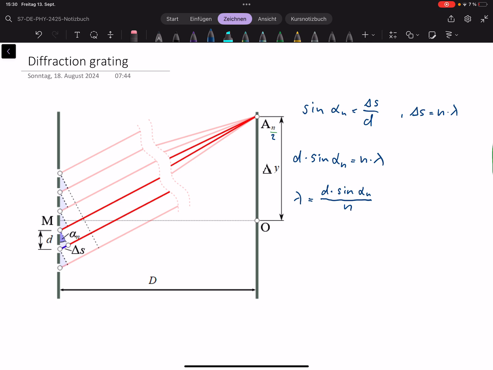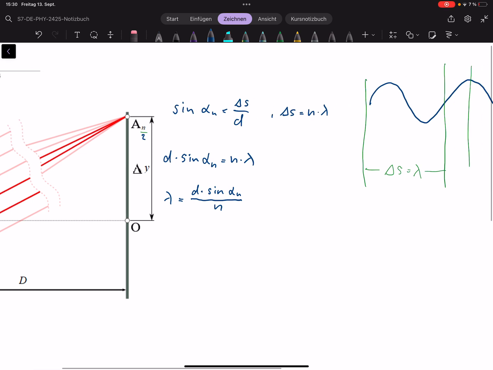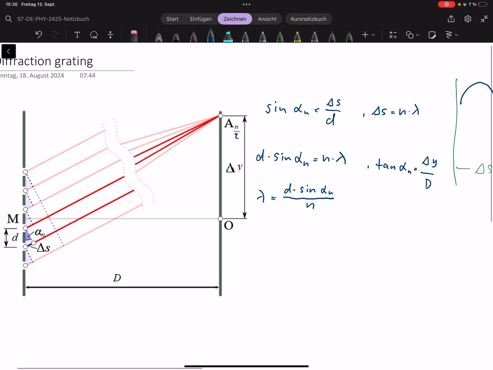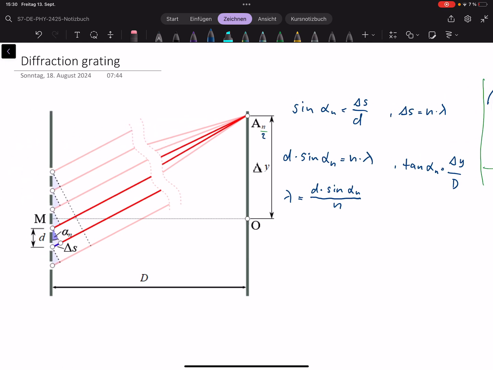Now the n is obvious, that's visible, which n we have to put in. The d is given to us, but the sine of alpha is a problem. So that's why, again, we say for small angles, like this is here, we've got tan of alpha is delta y over the d.